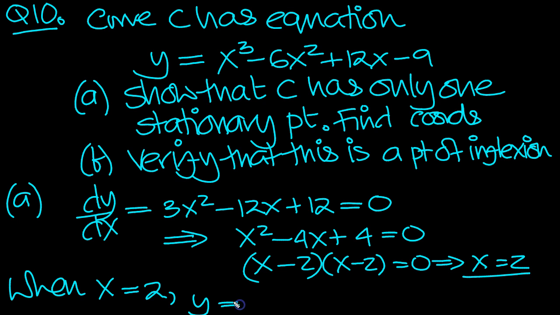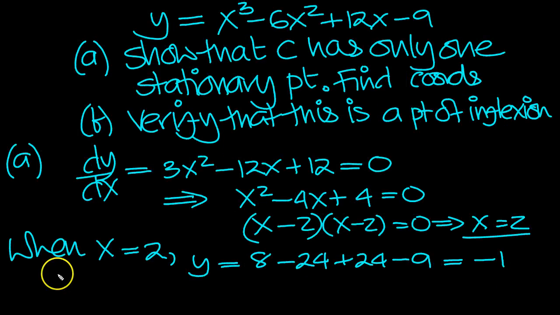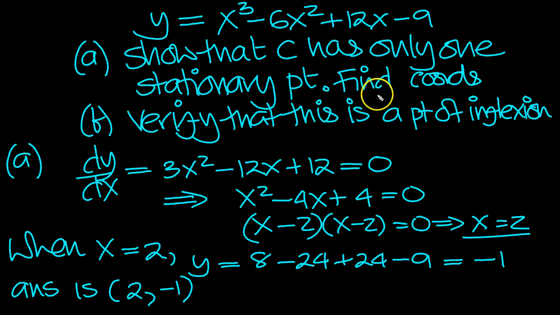y is equal to then, well it will be 2 cubed, which is 8, minus 6 times 2 squared, which is 4. 6 fours are 24. 12 twos are plus 24. And then we've got a minus 9. So in effect, these cancel. We've got 8 minus 9, which is minus 1. So the turning point, the coordinate, it's the (2, minus 1) coordinate, isn't it? Okay, let's find the coordinate.